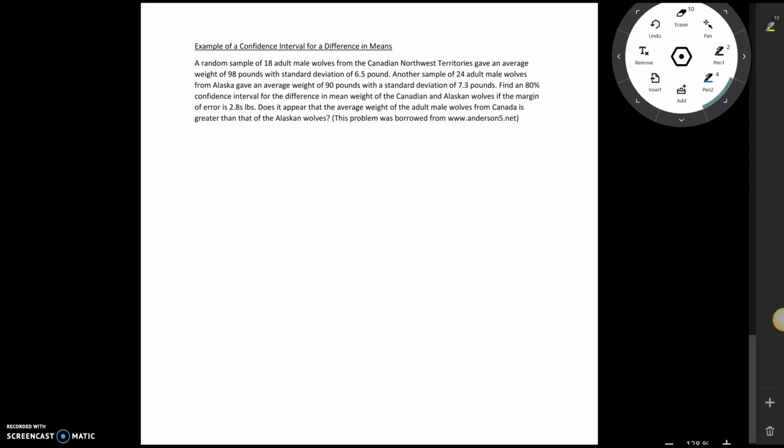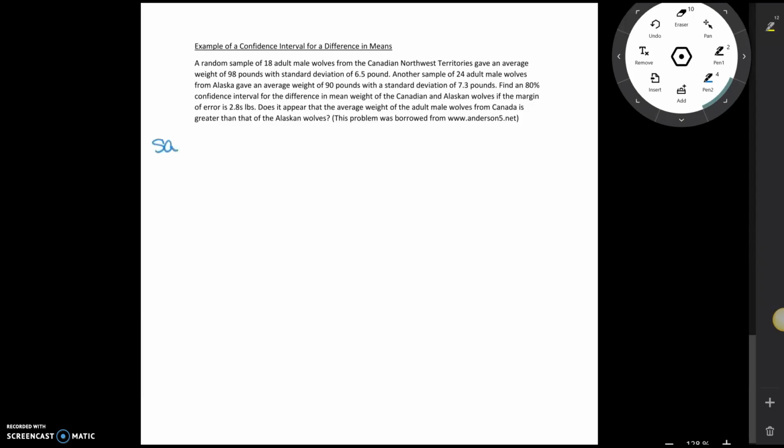We've got wolves from Canada and we've got wolves from Alaska. So we are going to have some kind of difference here. And we're talking about average weight. And remember, when you see averages, that's the same thing as working with means. So what we're really interested in here is the average weight for the wolves from Canada and the average weight from the wolves from Alaska.